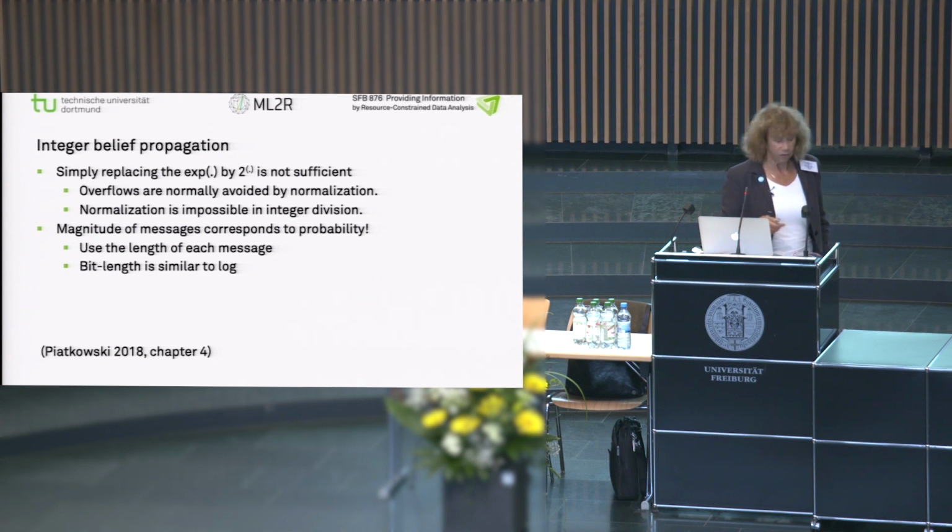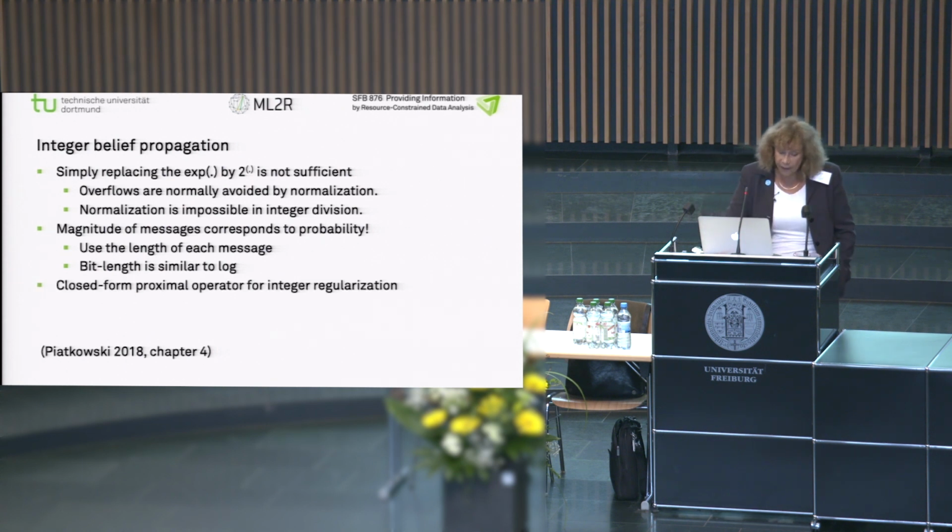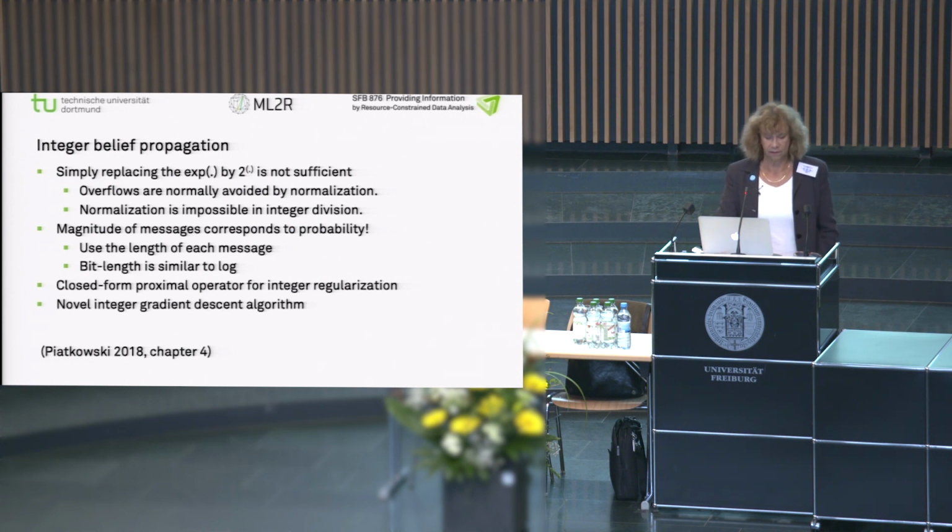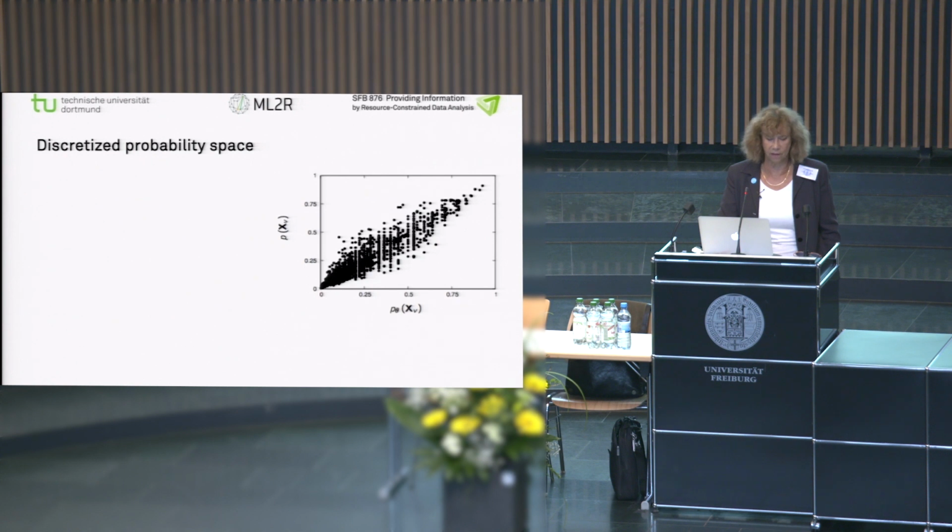So he found that actually, if you just look at the length of each message, you have an indication of the probability. And with that idea, he could show that there is a closed form proximal operator to integer regularization, and that then means that we now have a novel integer gradient descent algorithm, and this algorithm comes with some guarantees, but now only guarantees of the approximation quality.